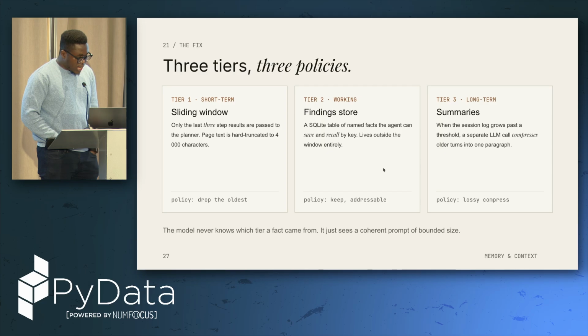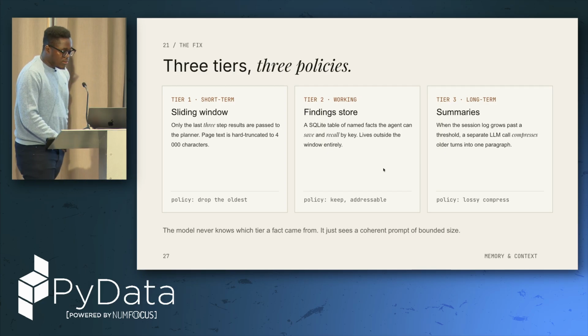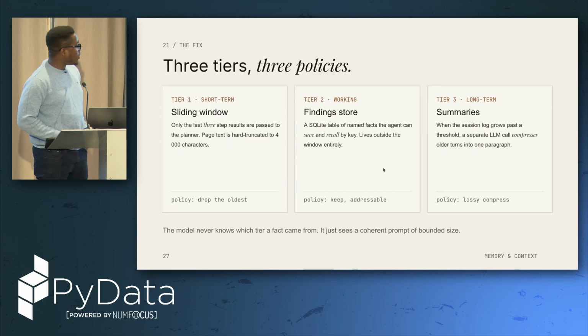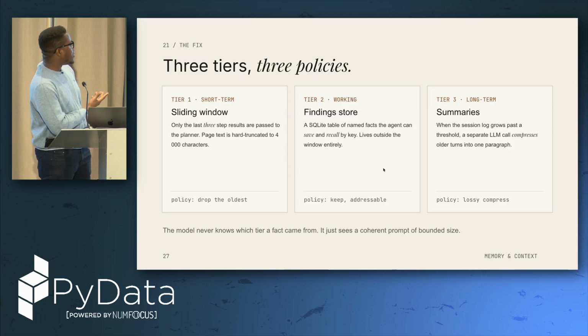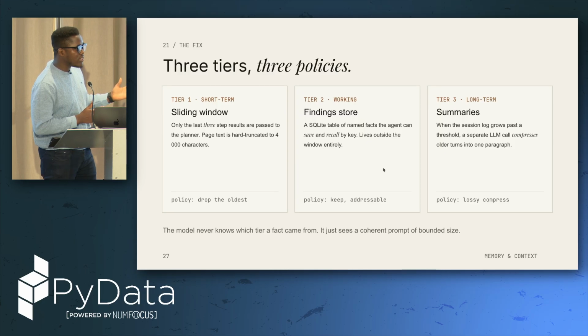Okay, so for our various tiers of memory, we have a sliding window. Only the last 3 steps are passed to the planner, like Ore has already explained before. And mainly we store all our findings in an SQLite table where the agent can recall and use that for everything else it needs to do. Then we also have summaries, where as the session grows, we collapse most of the previous responses and compact them so that we don't go over our token limit.